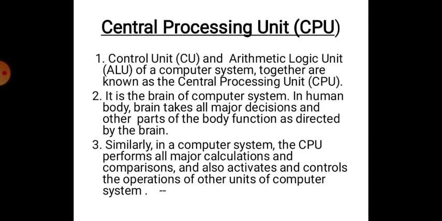Point number 2. It is the brain of the computer system. In the human body, the brain takes all major decisions and other parts of the body function as directed by the brain. Students, the brain activates all our body parts and controls them. Similarly, the CPU also does the same job. In a computer system, the CPU performs all major calculations and comparisons and also activates and controls the operations of other units of the computer system. So whatever the functions of ALU and control unit are, these are the functions carried out by the CPU.